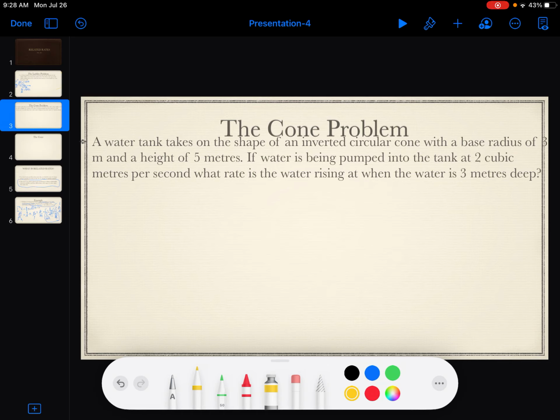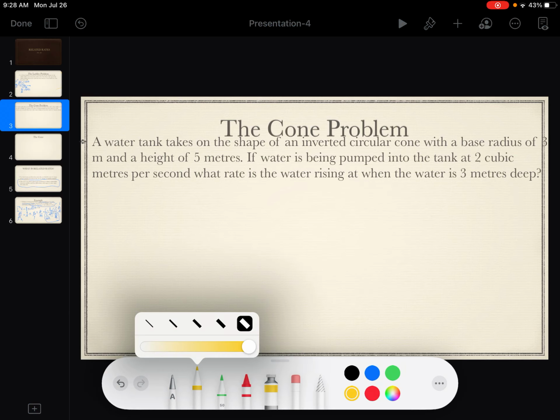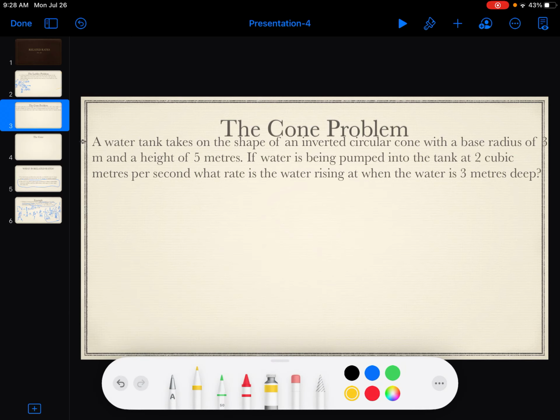So that's a lot to take in. That's a lot of information, a lot of numbers. Got like 4 different values. And we gotta visualize what's going on here. And the best thing to do right at the start of any related rates problem is to draw the situation. So let's do that.